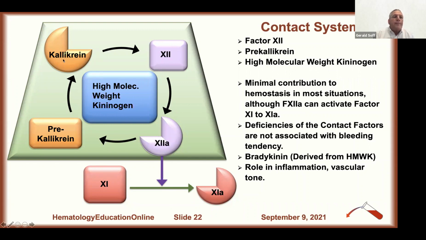factor 12 gets converted by kallikrein to factor 12A. Factor 12A can convert prekallikrein to kallikrein, so you have this positive feedback loop, and high molecular weight kininogen serves as a cofactor for these reactions to occur. The factor 12A can, as I said, feed back to activate more prekallikrein, but also can convert 11 to 11A, and this is how the contact system initiates the intrinsic arm of the clotting system.